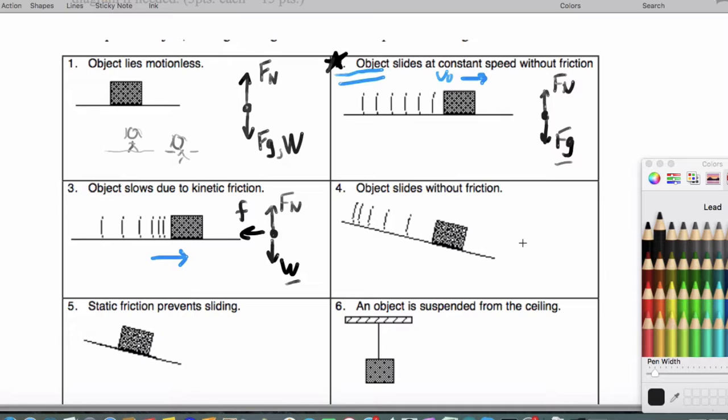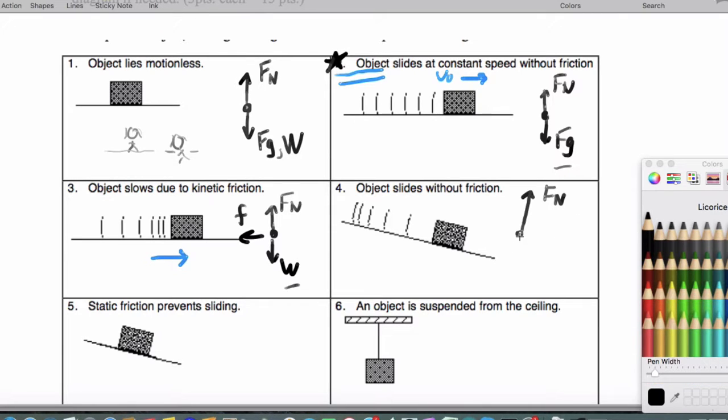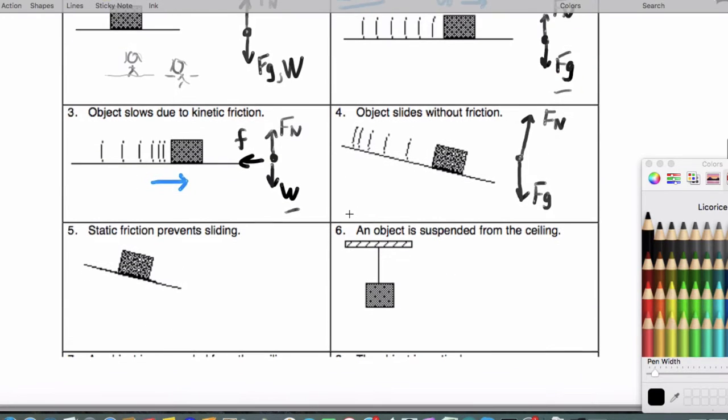Now here, when we have an object sliding without friction, we're going to have this normal force, which is absolutely perpendicular to the surface. So I'll just put that here. And then we're going to have the weight force, Fg, that always points straight down.